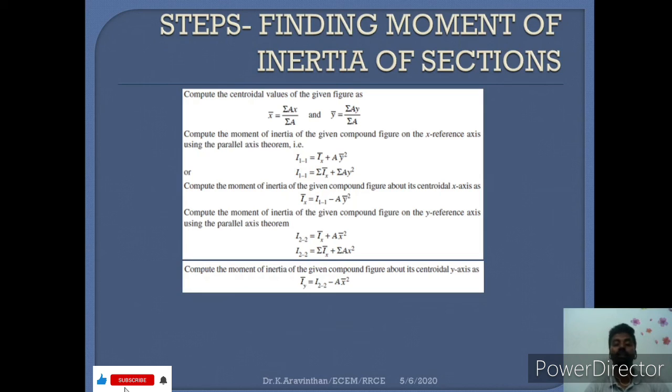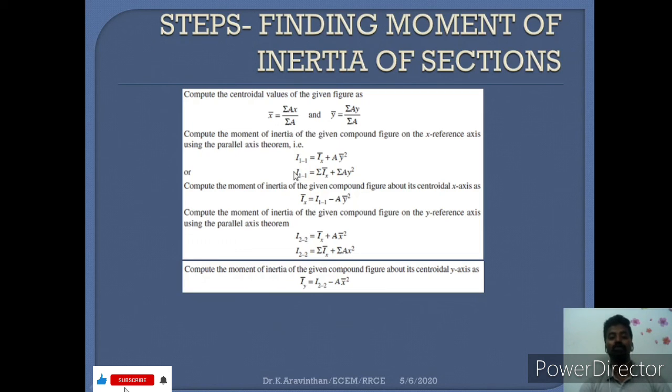If you are having a built-up section, that is a combination of more simple components, which is known as a built-up section, and you want to find the moment of inertia for that, you have to follow these steps. First, you have to find the centroid of the section. So you have to find each and every individual centroid of the section, and you have to add the total area into distance for finding the centroid x bar and y bar. The centroid at x and y axis you have to find initially.